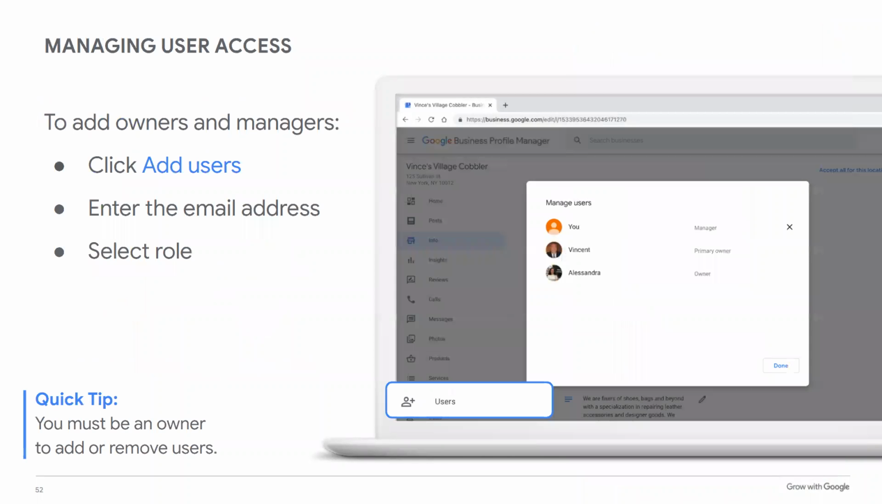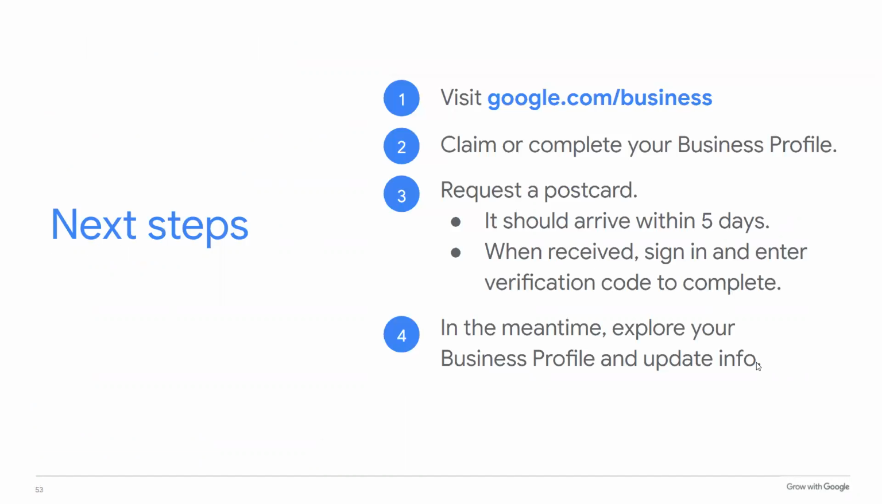Now, earlier we had talked about how you can add owners and managers. So you just want to click on users, as you can see down here towards the bottom, and you enter their email address, and then you just select their role.